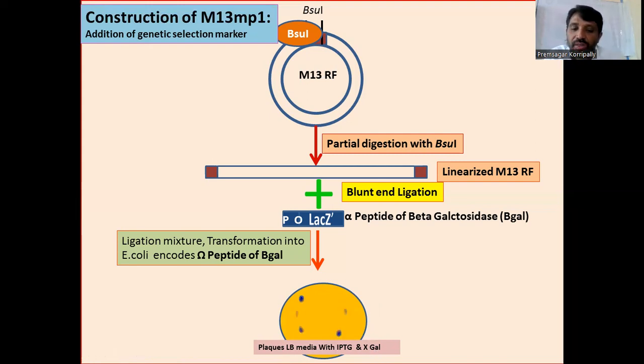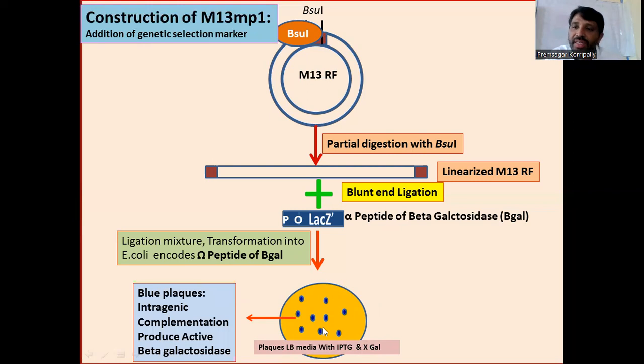Right? So if you can see blue plaques on the plate, that indicates reconstitution of beta galactosidase. How has the reconstitution happened? Because the lacZ prime region from the vector and the omega peptide region from the E. coli genome combine, and in the presence of IPTG and X-gal, the plaques look blue. So you can see blue plaques, that's intragenic complementation, producing the active beta galactosidase, right?